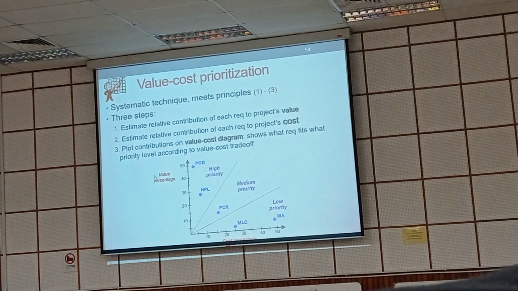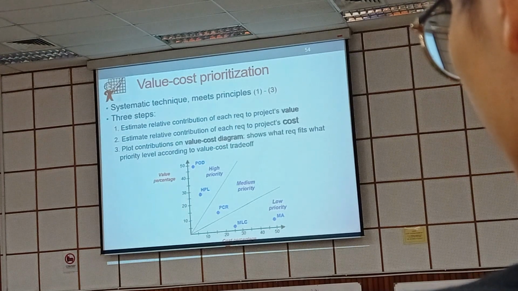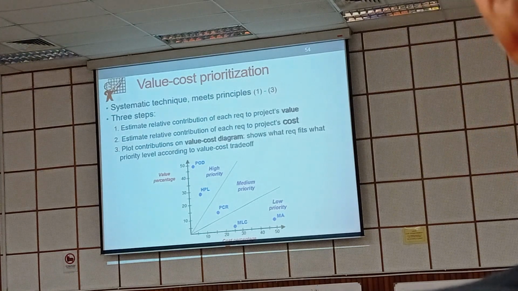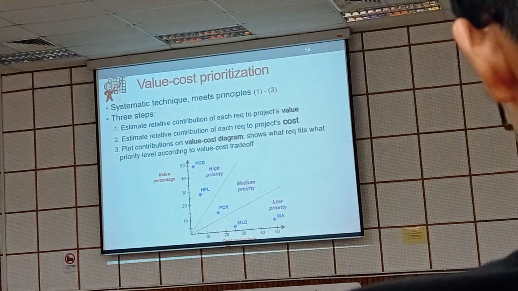If the value is high, the cost is lower, it is very high priority. Okay? If the value is high and the cost is also high, then it can be considered as medium priority. Okay? So basically, value must be higher, cost must be lower. That's how you design the priority. Okay?